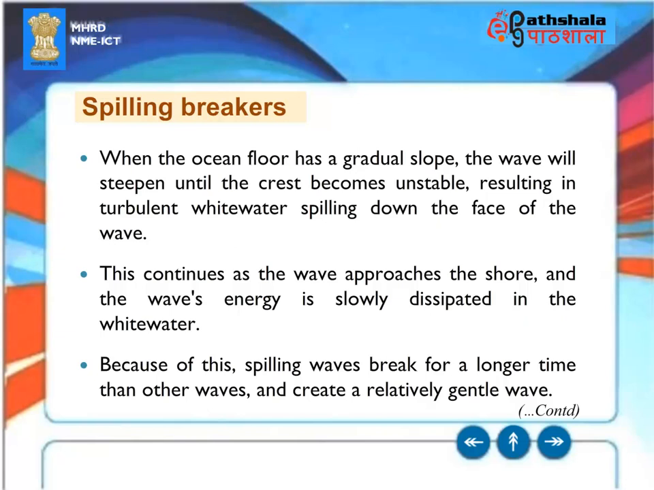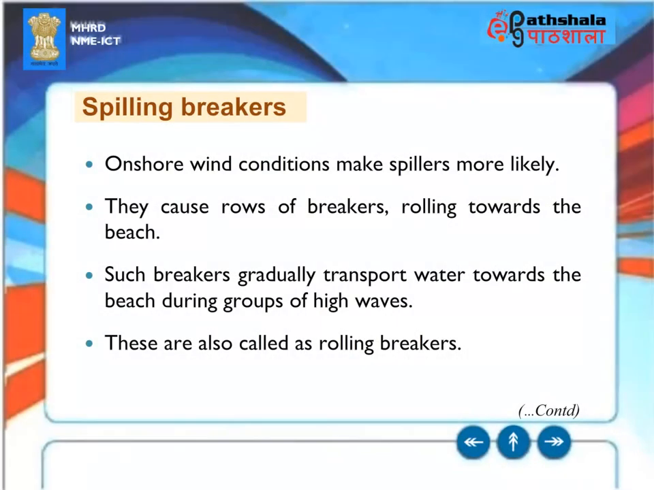Spilling breakers. When the ocean floor has a gradual slope, the wave will steepen until the crest becomes unstable, resulting in turbulent white water spilling down the face of the wave. This continues as the wave approaches the shore, and the wave's energy is slowly dissipated in the white water. Because of this, spilling waves break for a longer time than other waves and create a relatively gentle wave. Onshore wind conditions make spillers more likely.